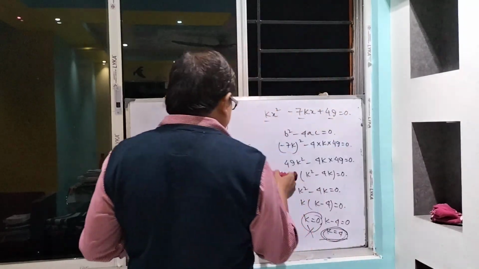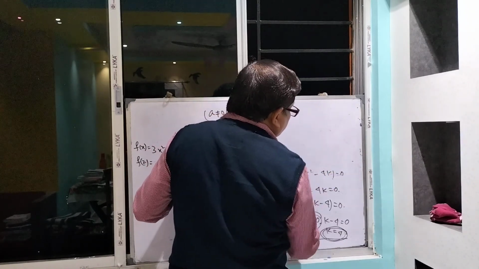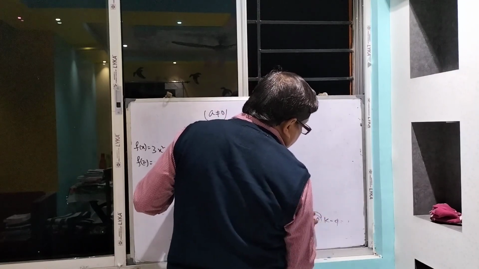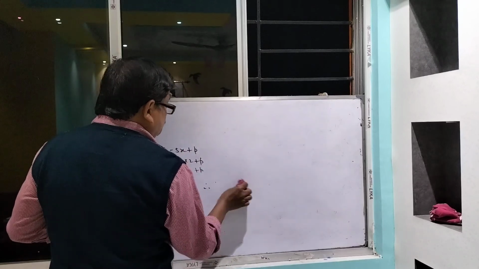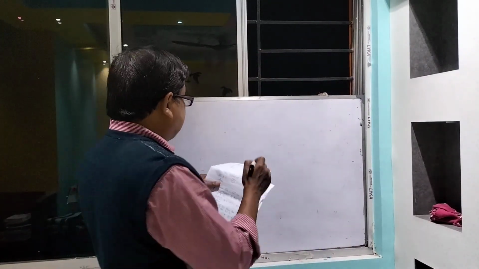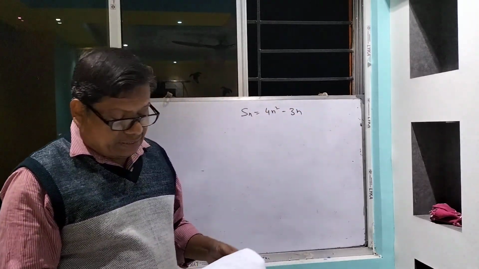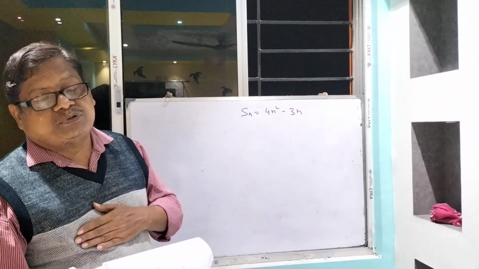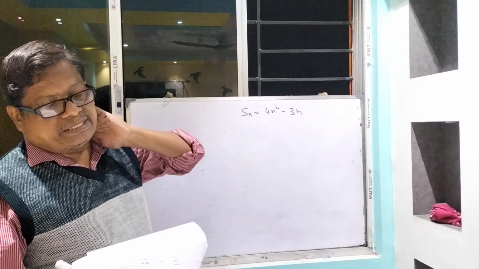Arithmetic progression. This type of question will come in the exam. See, Sn, the sum of n terms, is given as 4n square minus 3n. Then find the common difference of the arithmetic progression, AP. So this is question number 9. Sn is given, and we find the common difference first.